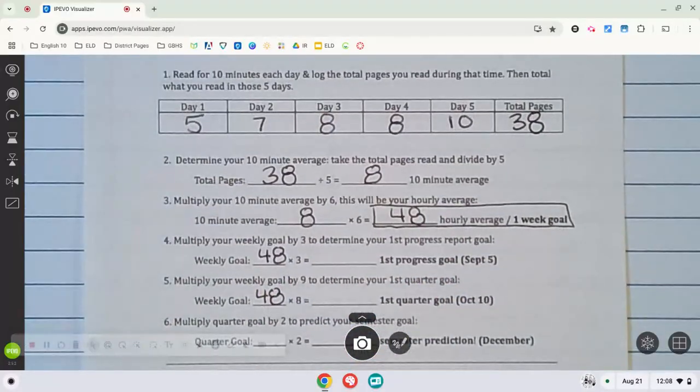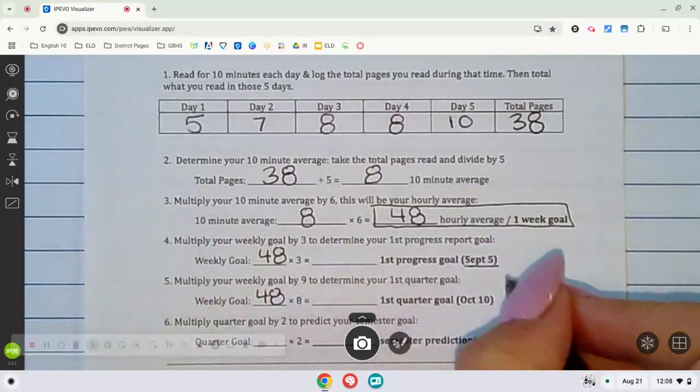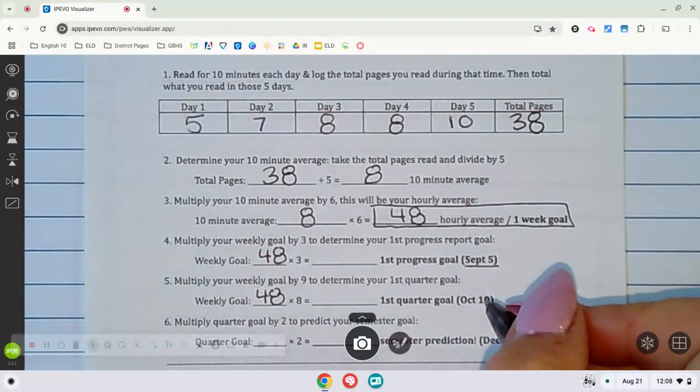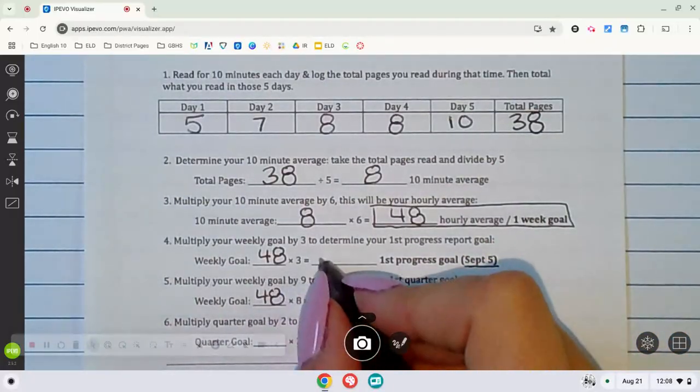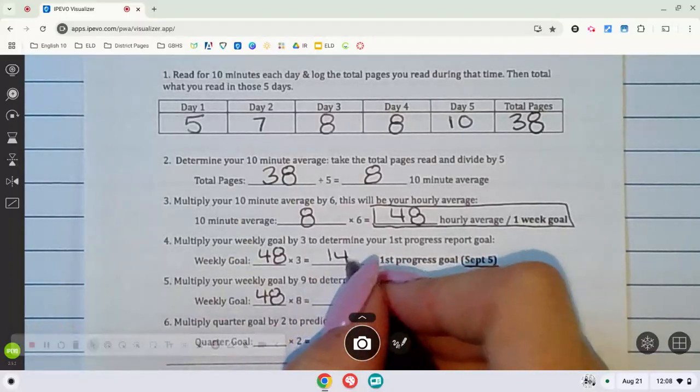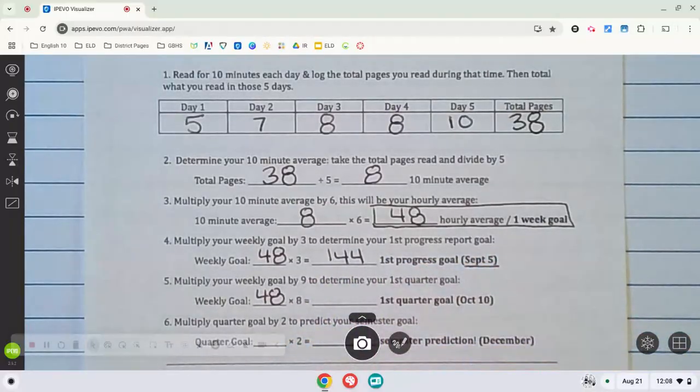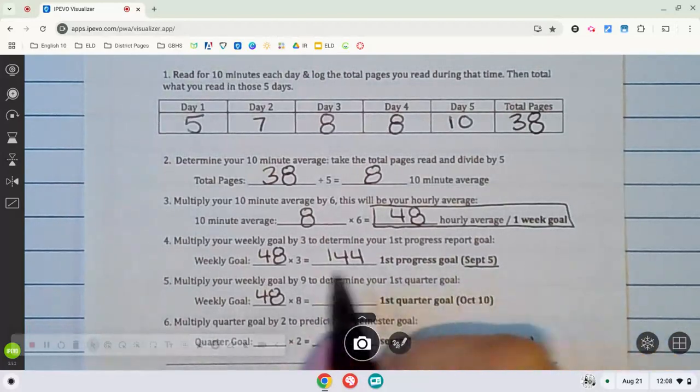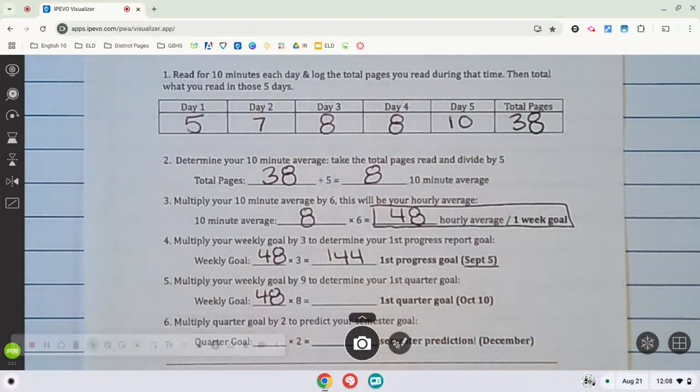All right, so now we're going to figure out what is our goal to achieve by the first grading period. So we're going to multiply it by 3 because we're going to read for 3 full weeks. So by that first progress report, I should have 144 pages done.